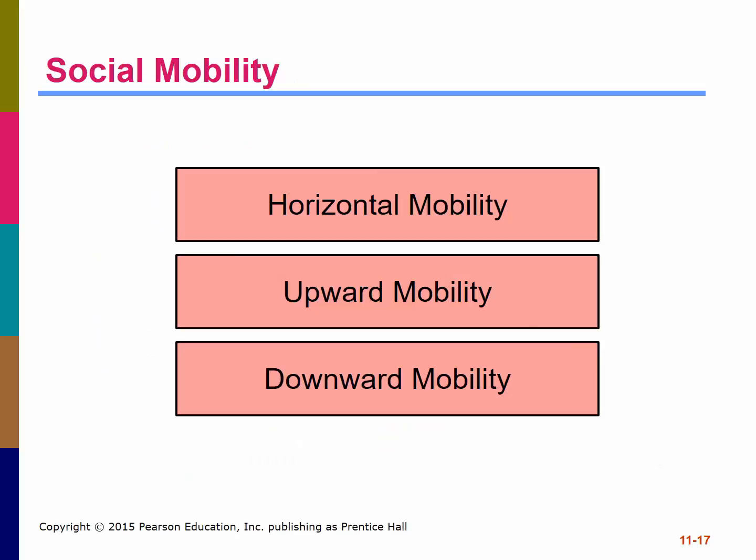Social mobility refers to the passage of individuals from one social class to another. Horizontal mobility occurs when a person moves from one position to another that is roughly equal. For instance, when a nurse becomes an elementary school teacher, horizontal mobility has occurred. Upward mobility means moving to a higher status. Downward movement is losing social status.